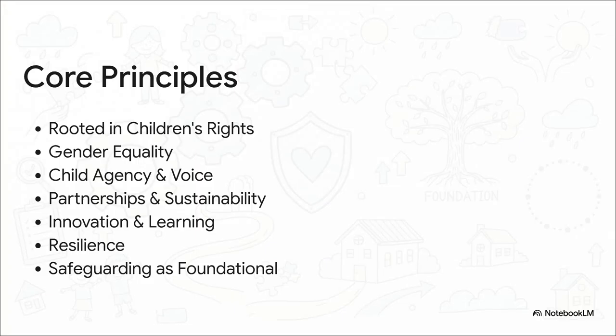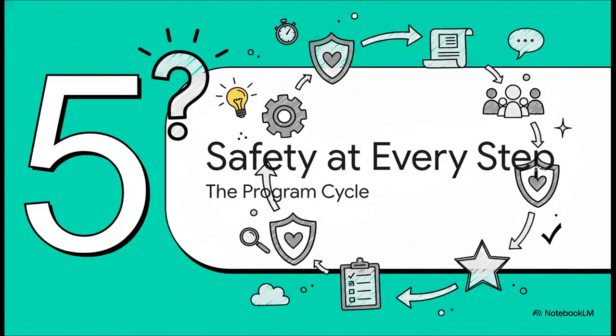And that core idea, that accountability to children comes first, blossoms into these key principles. It's all about being rooted in children's rights, promoting a child's own voice and ability to act, and making sure gender equality is upheld. But the most important piece here is that child safeguarding isn't just an add-on or another box to tick. It's the very foundation everything else is built on. Okay, we've covered the what, the why, and the who. Let's get down to brass tacks and talk about the how. How does this actually get integrated into the real-world life of a project?